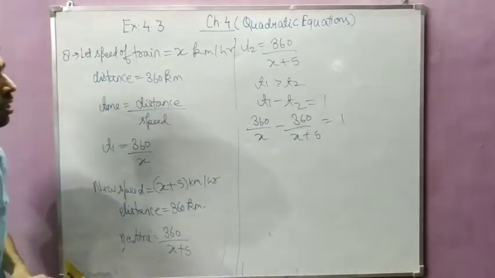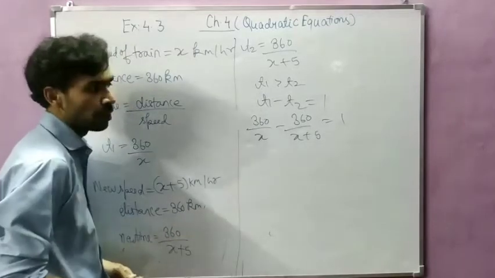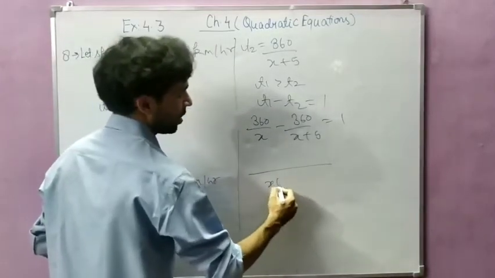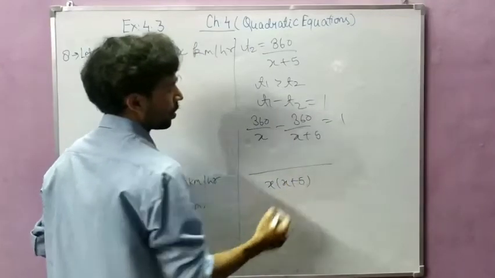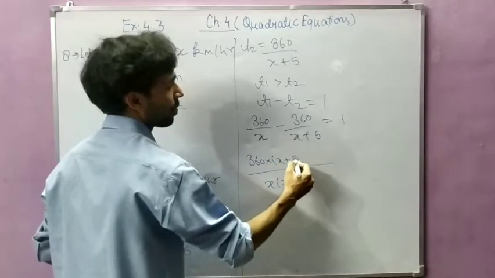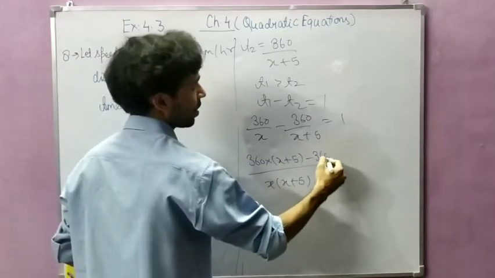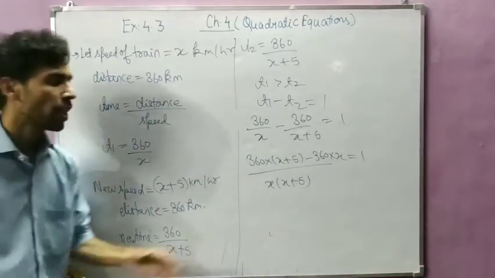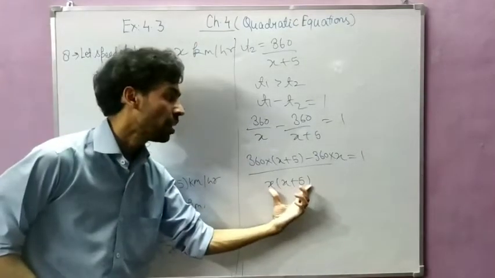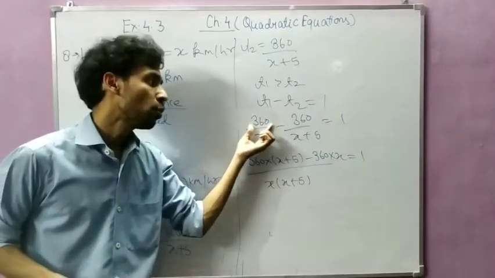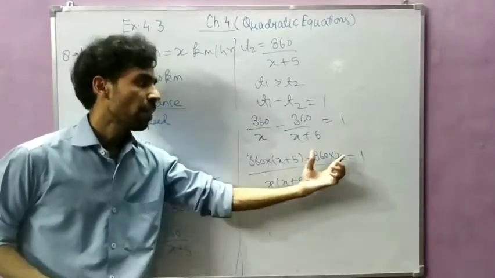Now what do you do, student? Take LCM. When you take LCM, it will come x into x plus 5. Now 360 will be multiplied by x plus 5, and this 360 will be multiplied by x, equal to 1. This is very simple, you can understand. When this is divided by this, x plus 5 will be left, and x plus 5 will be multiplied to this. So this will come, and the same thing will come like this.